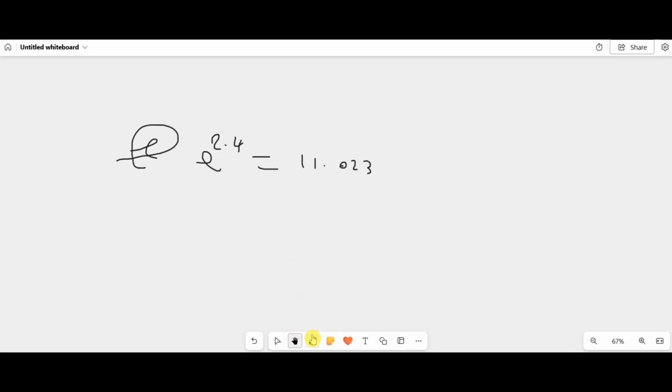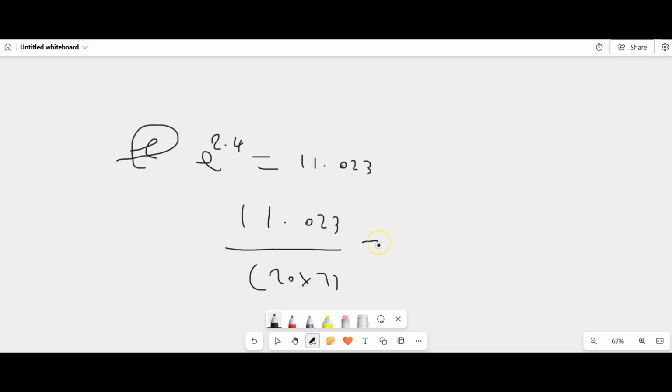And it's per 20 weeks, yeah. 20 weeks in days is 20 times 7, yeah. So you need to do 11.023 divided by the amount of days, which is 20 times 7. And that's going to get you 0.079, which roughly equates to 0.08.